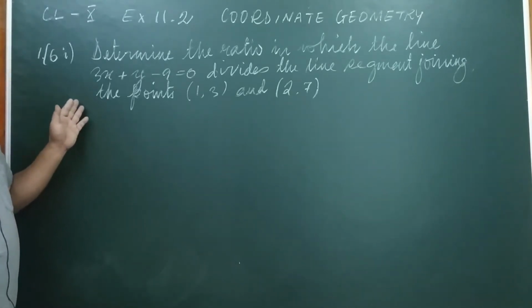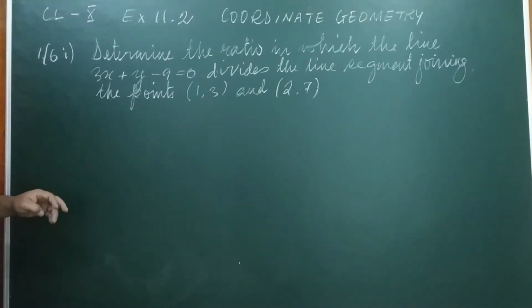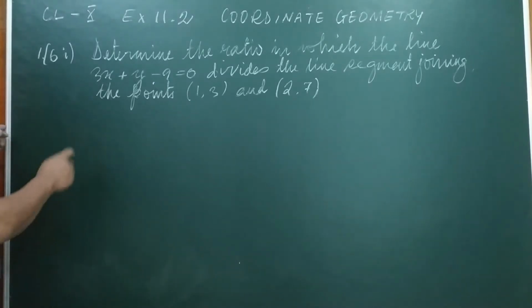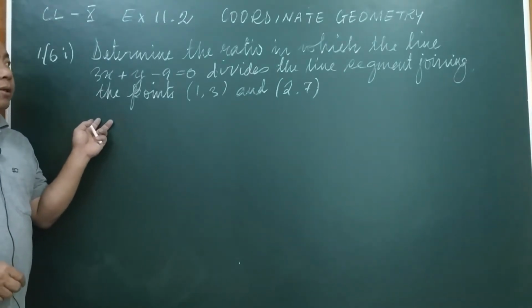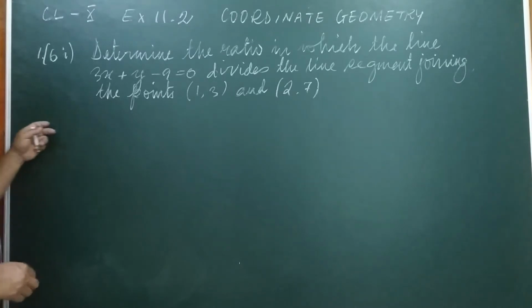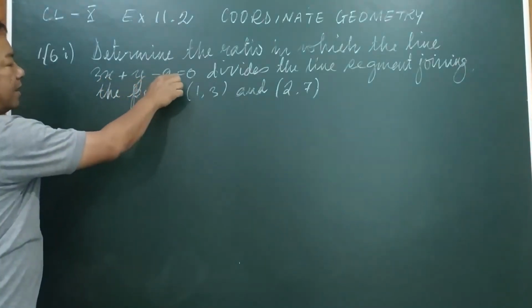Question: determine the ratio in which the line 3x plus y minus 9 equal to 0 divides the line segment joining the points (1, 3) and (2, 7). Let the ratio be m1 is to m2.